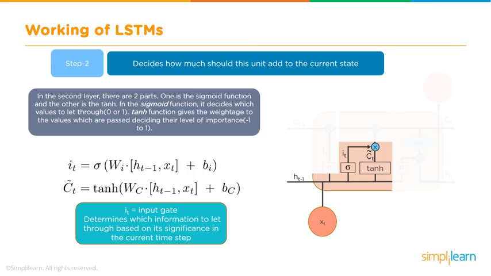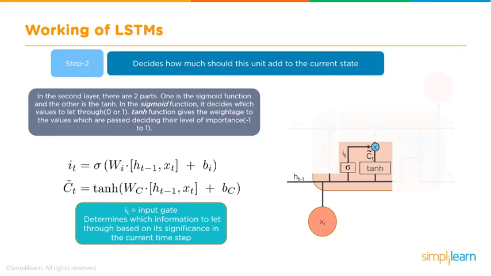So step 2 is then to decide how much this unit should add to the current state. In the second layer, there are two parts. One is the sigmoid function, and the other is the tanh. The sigmoid function decides which values to let through, 0 or 1. The tanh function gives the weightage to the values which are passed, deciding their level of importance, -1 to 1. And you can see the two formulas that come up.